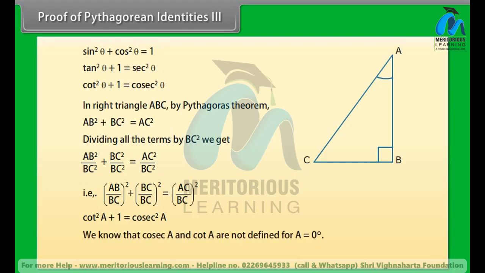We know that cosec²A and cot²A are not defined for A equal to 0 degree. Therefore, it is true for all A such that 0 degree is smaller than A, which is smaller than or equal to 90 degree.